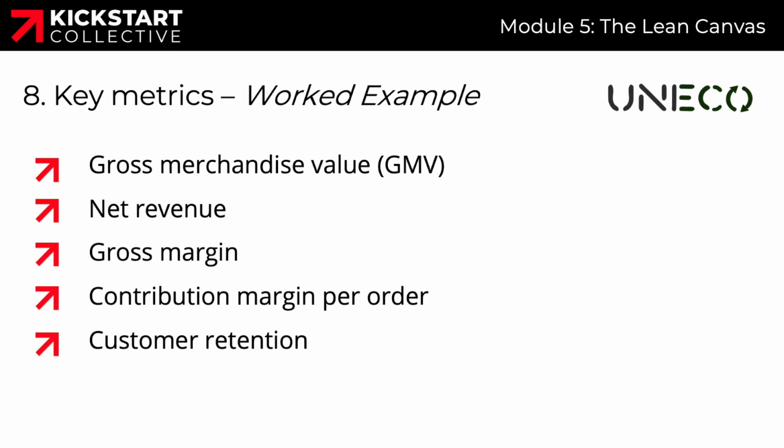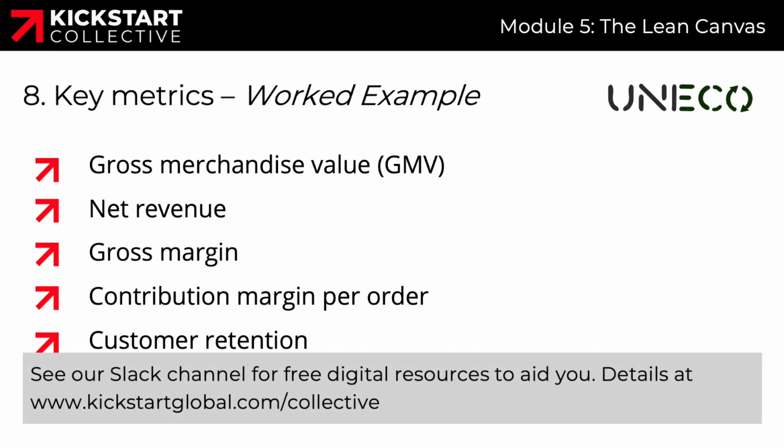Here's another worked example. As a marketplace business, Uneco would track the following metrics: gross merchandise value, net revenue, gross margin, contribution margin per order, customer retention, seller retention, transaction frequency, average transaction value, customer lifetime value over the paid customer acquisition costs, and others. We've included a list of metrics for other types of businesses and additional resources on our Slack channel.